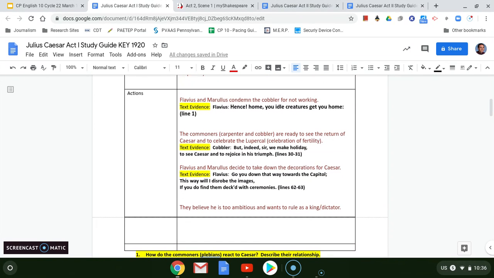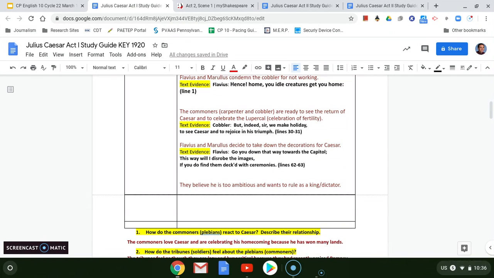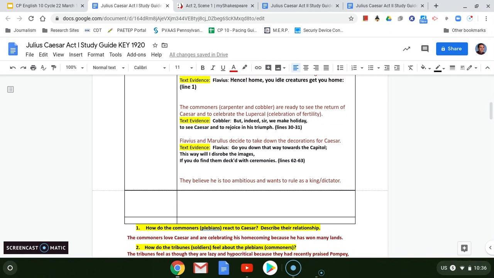And as you can see here, Flavius, one of the soldiers, is like, dude, why are you guys out here on the streets? You should be working. Hence home, you idle creatures, get you home. Idle means you're not doing anything. You're just watching. All right. And then, of course, the commoners are ready to see the return of Caesar. But indeed, sir, we make holiday to see Caesar and rejoice in his triumph.